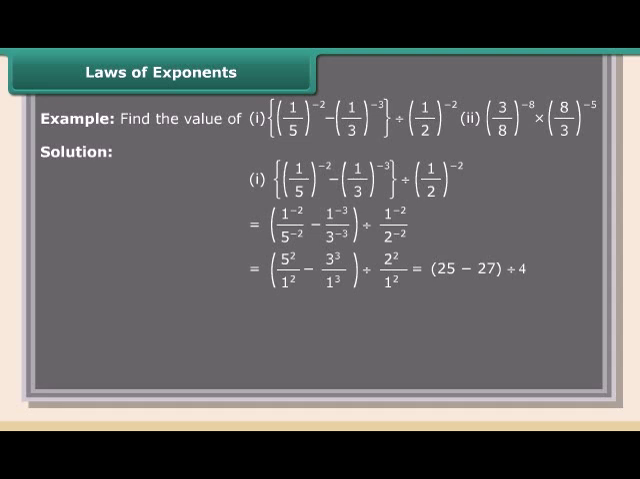Which is equal to 25 minus 27 divided by 4, which equals minus 2 upon 4, which is equal to minus 1 upon 2. So (1/5)^(-2) minus (1/3)^(-3) divided by (1/2)^(-2) is equal to minus 1 upon 2.